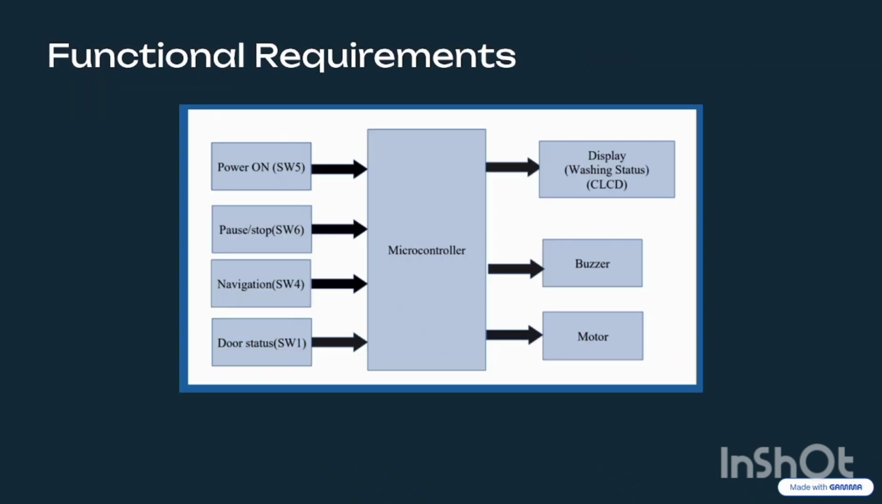Let's see the functional requirement. The boxes present on the left side are inputs and the boxes present on the right side are outputs. So we will switch on the fifth switch to power on the washing machine, switch 6 for pause or stop, switch 4 for navigation, and switch 1 for door status. This all will go into the microcontroller. As a result, we'll get a display. From that, we will know the washing status, that is through CLCD, and a buzzer and a motor. Okay, this is the main thing of the washing machine simulation.